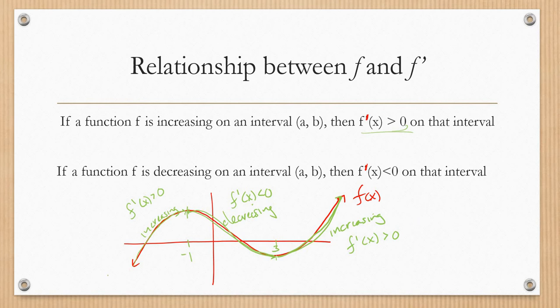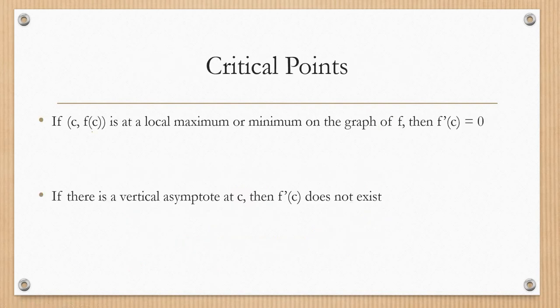So this creates what are called critical points. If c, f of c is at a local maximum or minimum on the graph of f, then f prime of c is 0. So let's draw another picture again. So let's say that my graph looks like this. So a local maximum or a local minimum.